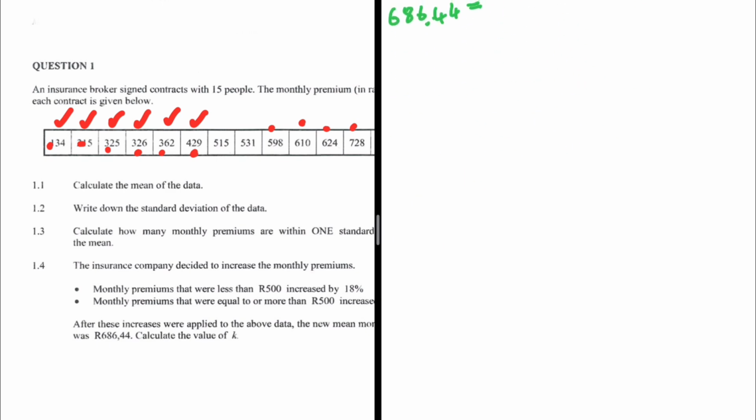So it means that we're going to have 134 multiplied by 1.18, plus 215 multiplied by 1.18. Why am I multiplying by 1.18? Because multiplying by 1.18 is the 18% increase, right? Okay, we're on the same page there.